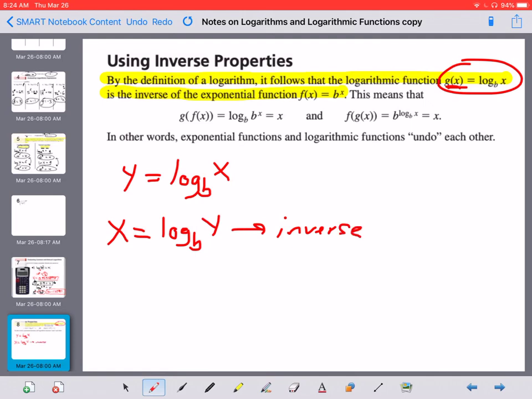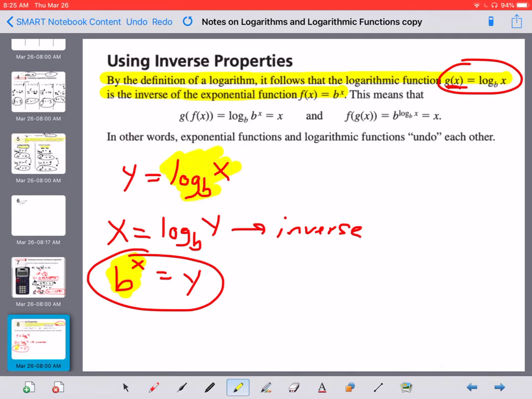When you're trying to actually calculate the inverse, though, you want to get y now by itself. Now remember, we can rewrite this in exponential form as b to the x equals y. And look, y equals b to the x, y equals log base b of x, which are the two inverses that they spoke of.